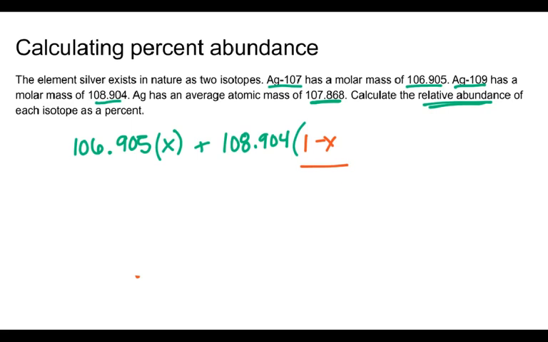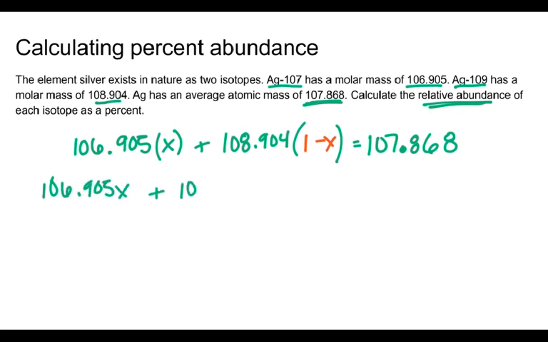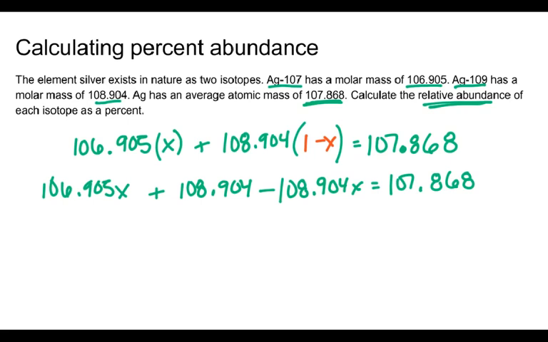So I'm just going to erase this real quick. Okay, so 1 minus x, and then it is all going to equal, remember it said the average atomic mass was 107.868. All right, so now I'm going to solve. So multiplying this through, that gives me 106.905x plus 108.904 minus 108.904x equals 107.868.